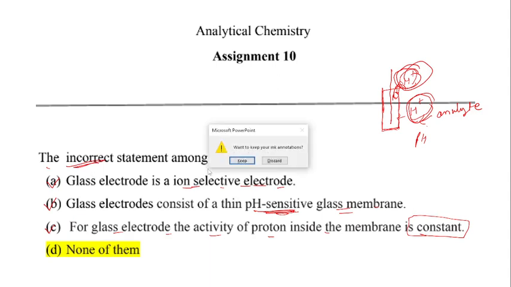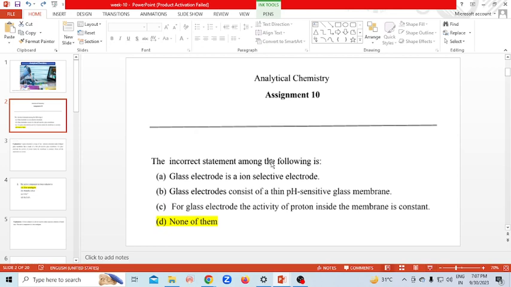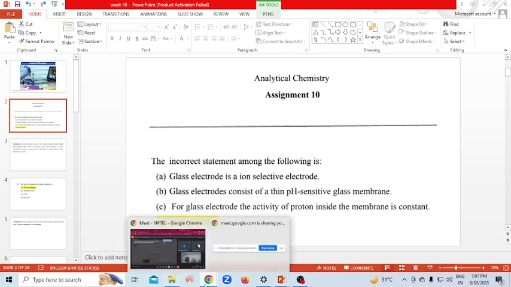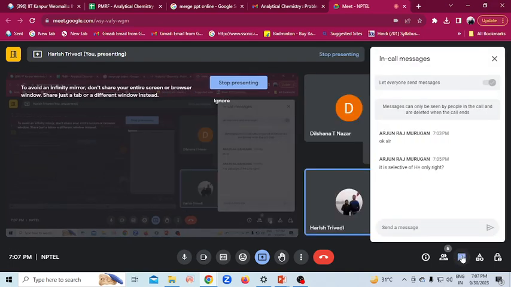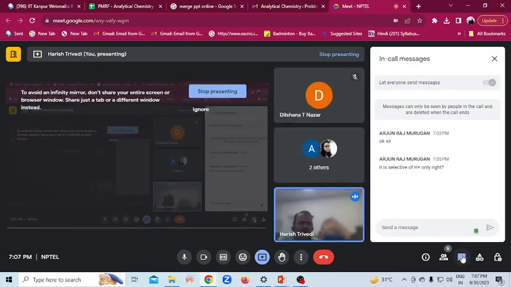Any doubt here in this question? Okay, let me read a brief statement. It is selective. No, it is not only for hydrogen ion. Some other ions can also be measured, like sodium ion, and some monovalent ions can also be measured.